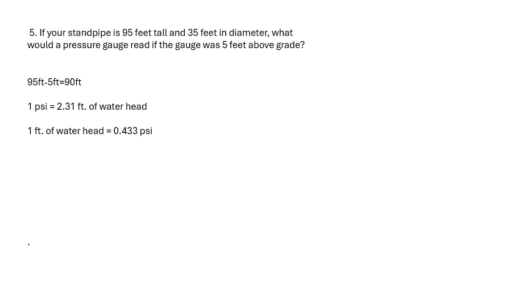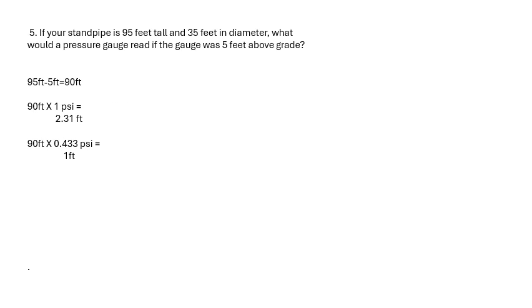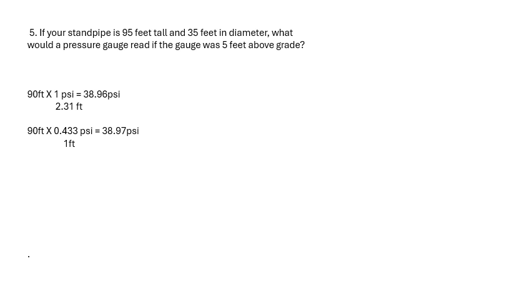Again, 1 PSI is equal to 2.31 foot of water head, or 1 foot of water head is equal to 0.433 PSI. Again, you're going to set it up on what you want to cancel out. We're looking for pressure. So feet are going to bottom to cancel out, leave pressure. Do your math. Like I said, your feet cancel out. So it's going to leave you with just PSI. Like we talked about in the previous slide, the answers aren't exactly the same, but when you round, they will be. Go ahead and round. They both end up 39 PSI.